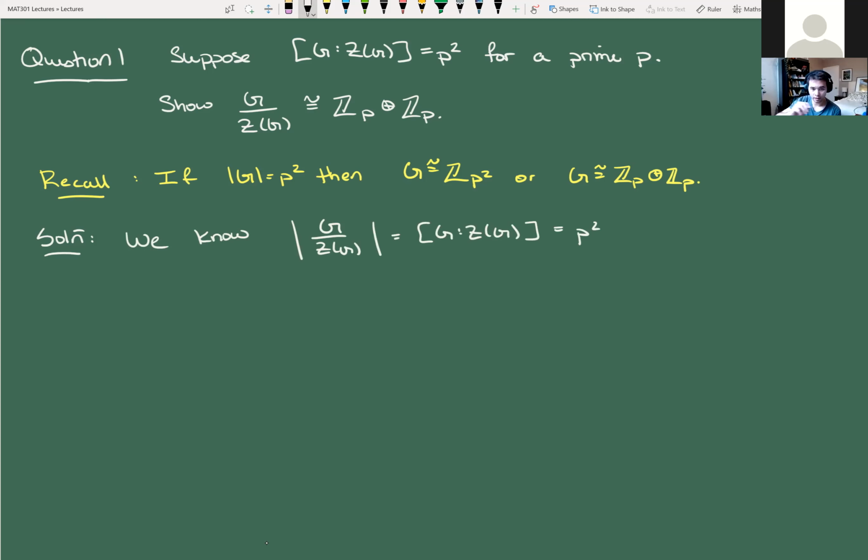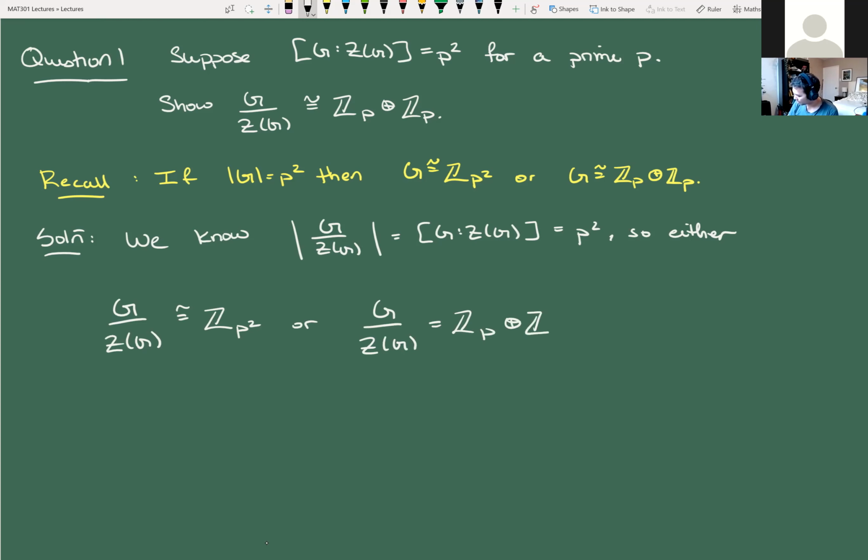So by the result that I put there in yellow, this group G mod Z(G) is either Z_{p^2} or Z_p plus Z_p. So either G mod Z(G) is isomorphic to Z mod p squared, or G mod Z(G) is Z_p plus Z_p. Now, we want to prove that the right-hand thing has to be true. So somehow we need to prove that the left thing can't happen, right?